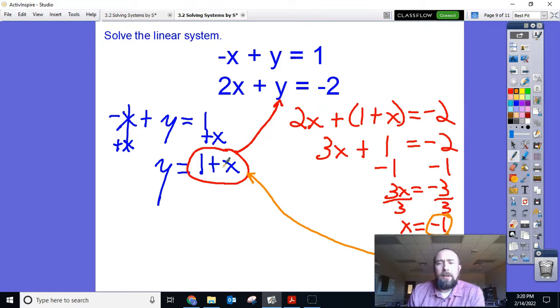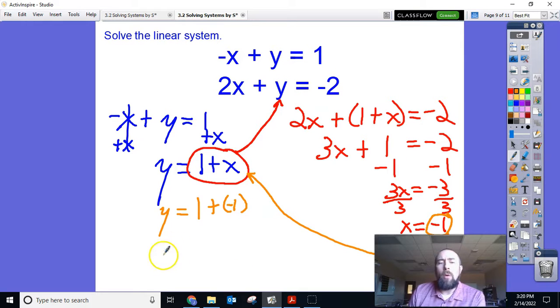In other words, we know now that x is negative 1, y is equal to 1 plus x, so y has got to be equal to 1 plus negative 1. Now remember, what this is doing is finding where these two equations are the same, what point they both hit. So we're not just pulling this negative 1 randomly out of somewhere. We are setting them to be the same by this substitution method in that first step.